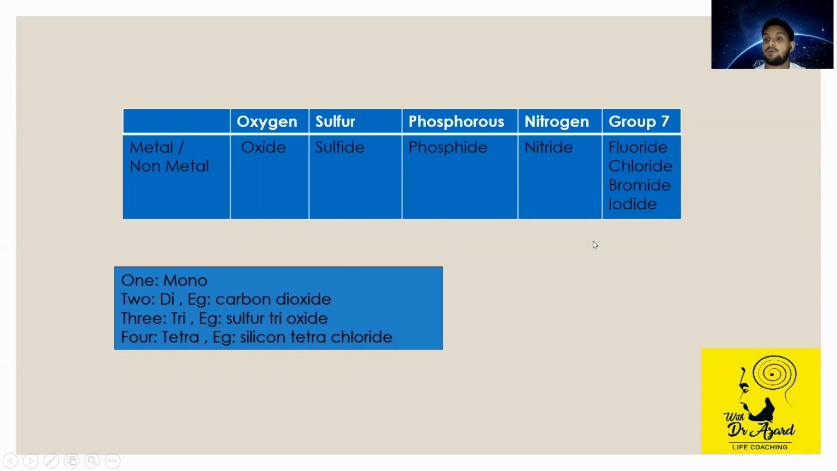These names are very important. They do not change, so keep this in mind. When you react with oxygen, you get oxide. You react with sulfur, you get sulfide. Phosphorus, you get phosphide. Nitrogen, you get nitride. And then group 7, we will only emphasize the first 4 elements. The first 4 elements will end as fluoride, chloride, bromide, and iodide. So keep this in mind. It is very important in writing word equations.